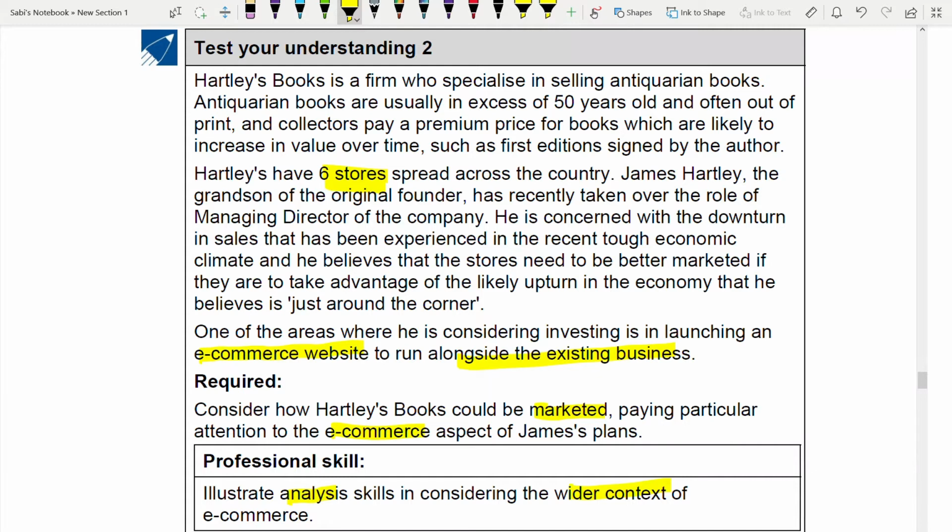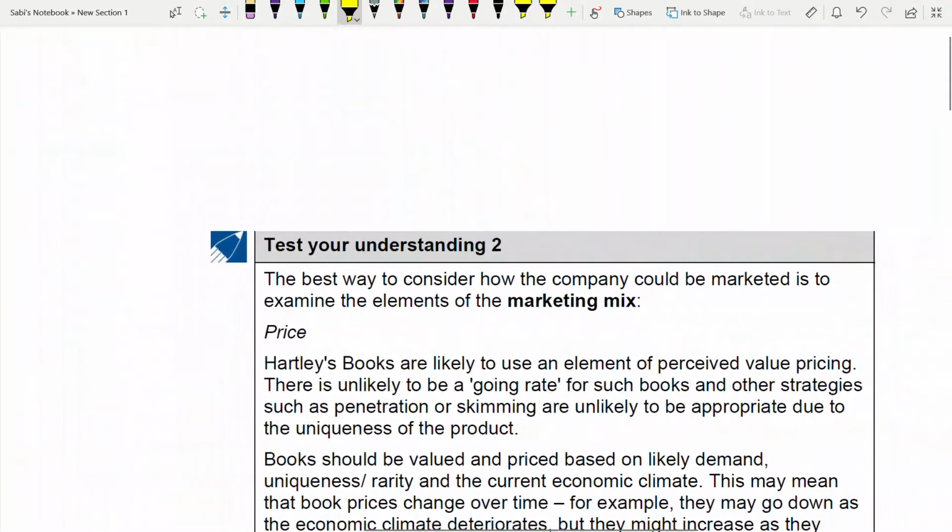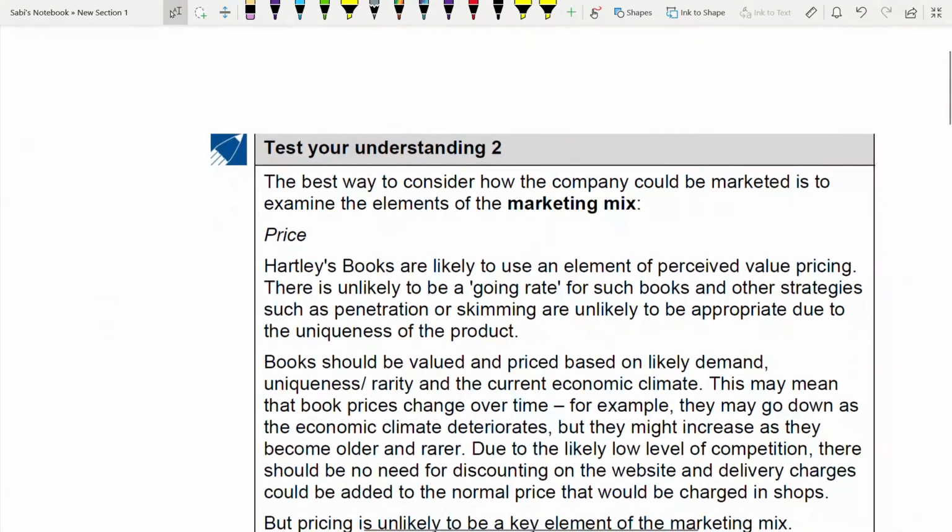Now, the question is how they can be marketed. Whenever they ask this question, even in your SBL exam, how a certain product could be marketed, immediately you have to think of what? Your 7P model, the marketing mix. You have to link the 7Ps. This model will help you to write your answer.